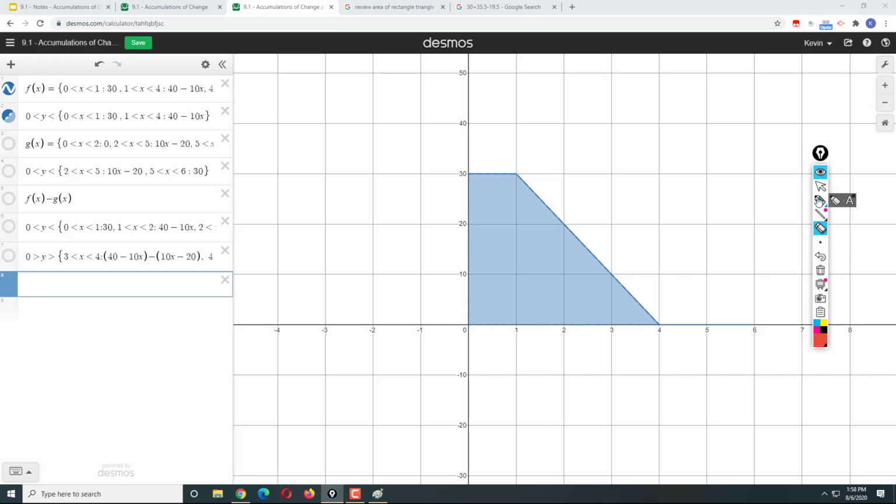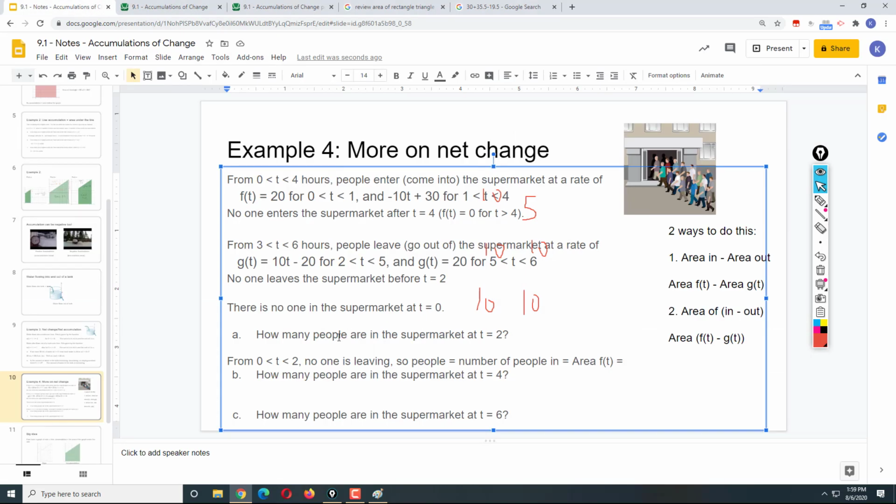So we know that this is going to be 10 plus 10 plus 10 plus 10 plus 10. And we have a triangle, which is half a rectangle remaining. So that's 5. So how many people entered? Well, 55. So the area is going to be 55 people.